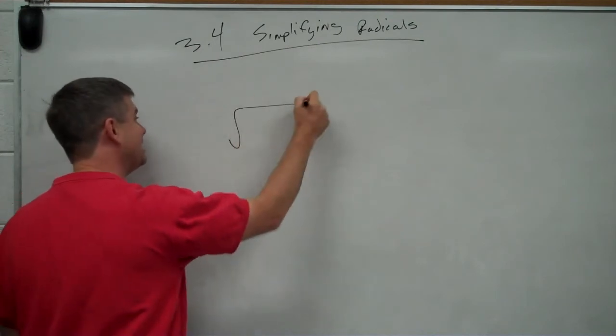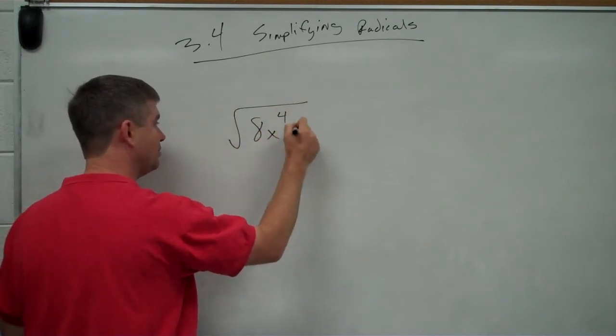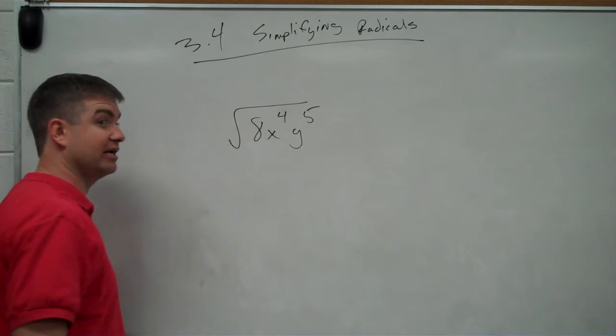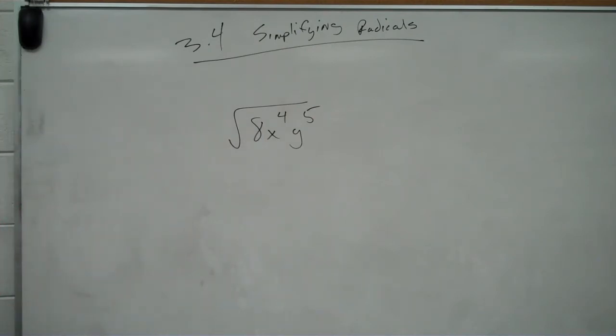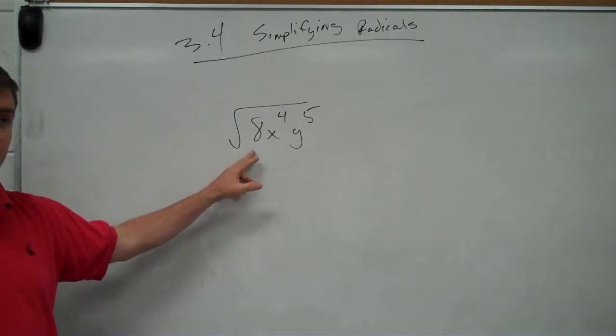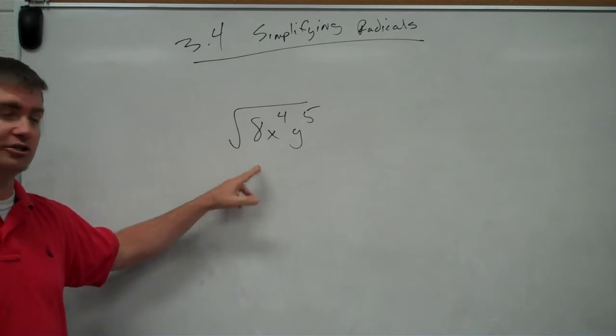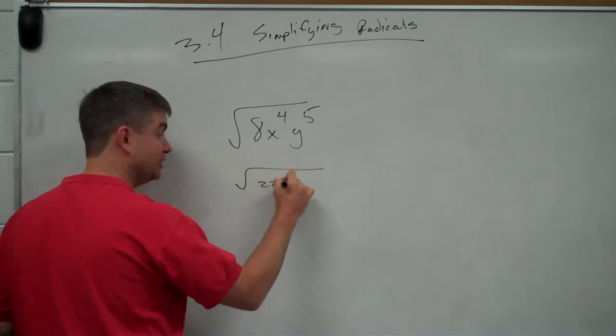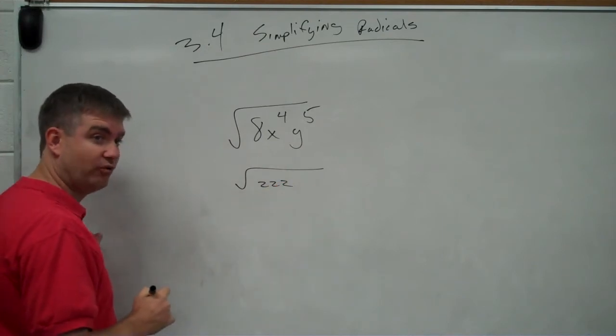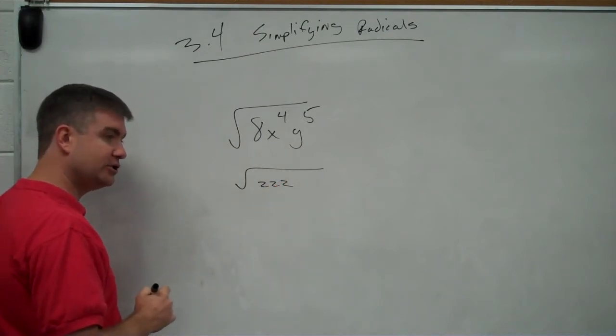Now, having said that, we need to be able to do problems that look like this, because your calculator will not do problems with variables. It doesn't know what the square root of x to the 4th or y to the 5th is. We follow the same rules that we just got done doing with numerical problems. Even though we have a number in this one, do the number first. 8 breaks up into what? 4 and 2. You're right, 4 and 2. But that breaks down into 2, 2, and 2. It's 2 cubed.